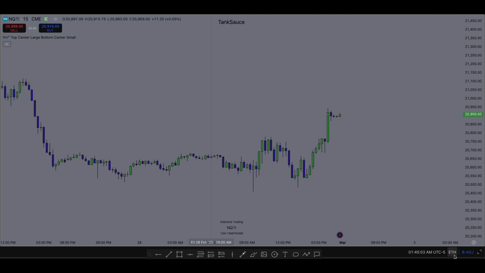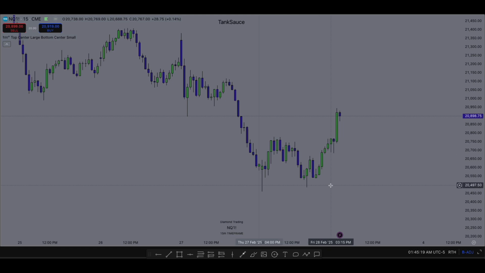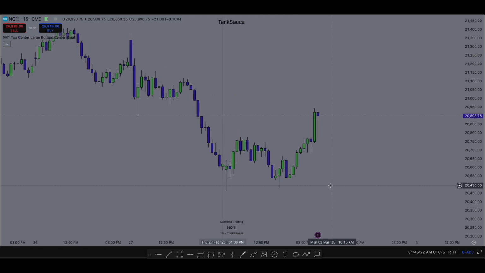Right here, you see this little ETH. The futures market is open 23 hours a day, which is electronic trading hours. The stock market, which is regular trading hours, does not run 23 hours a day. The regular hours run from 9:30 a.m. Eastern up until 4:15 Eastern every day, and then it's closed until the next day, where it opens again at 9:30. But in futures, we trade electronic trading hours.